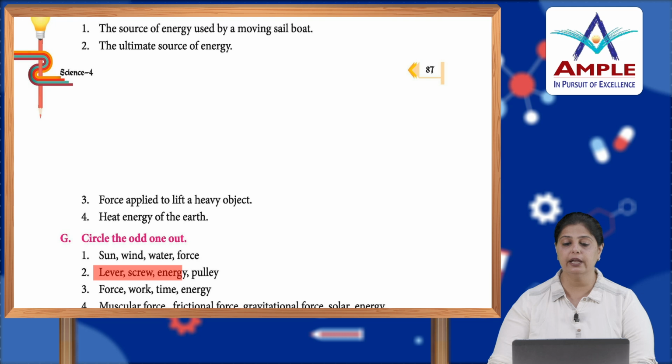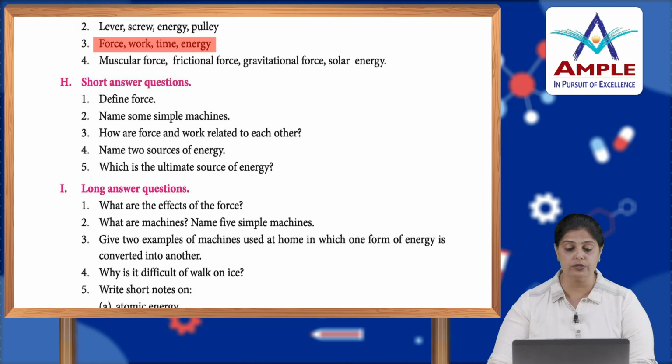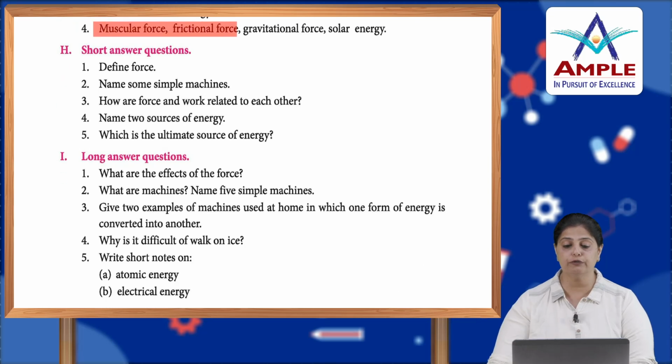Lever, screw, energy, pulley. It is energy. Rest all are the tools. Force, work, time, energy. Okay. What is the odd one here? Energy. Rest all are used for force. Muscular force, frictional force, gravitational force or solar energy. Solar energy is the odd one.